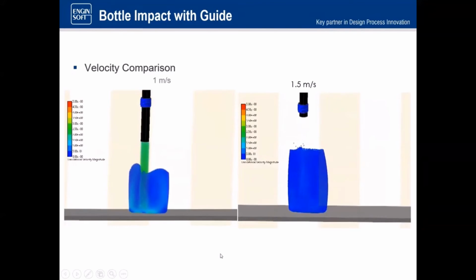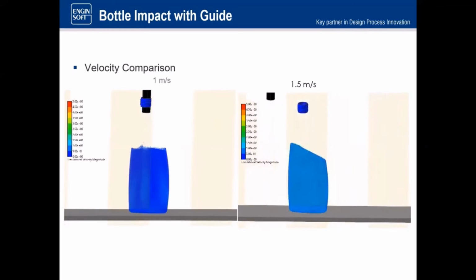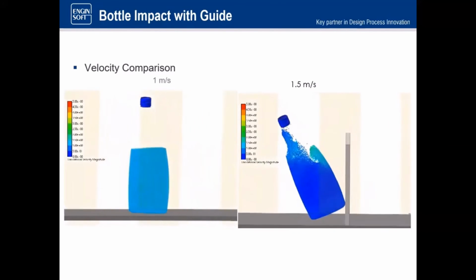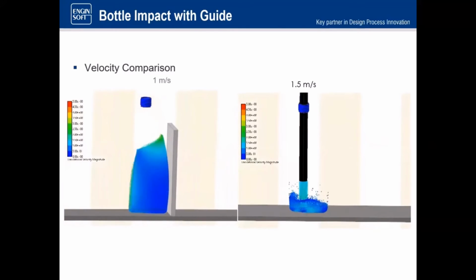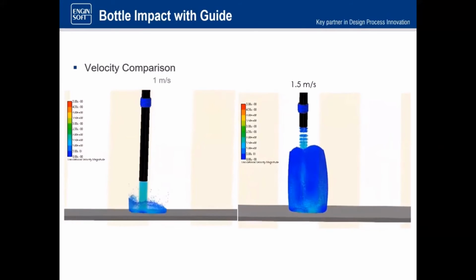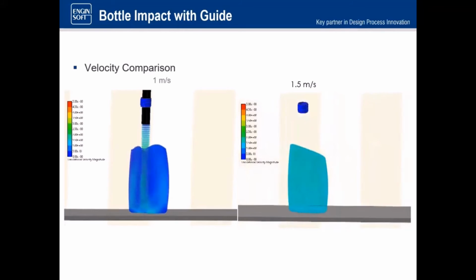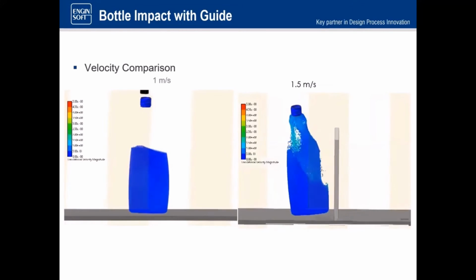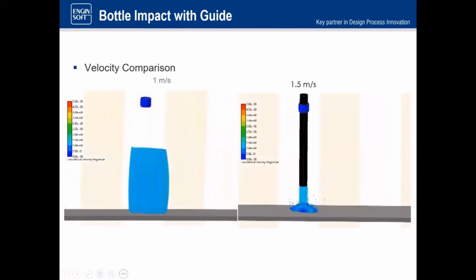So watch that one more time. Again, at 1 meter per second it hits, sloshes, but remains upright. But at 1.5 meters per second, it's too much energy on the rebound and it tips over. And again, the fluid sloshing is contributing to the tipping.